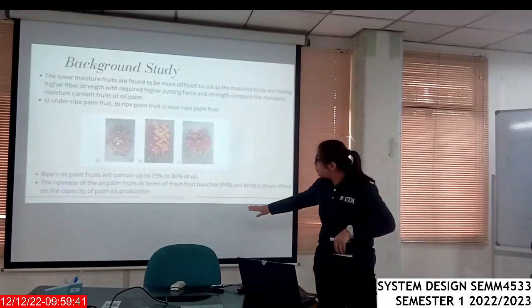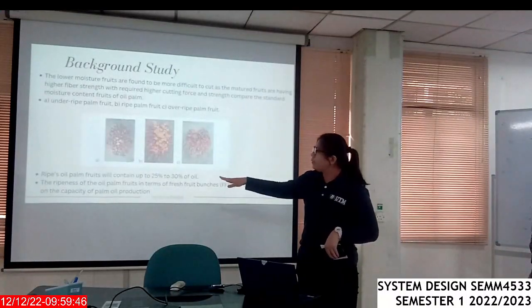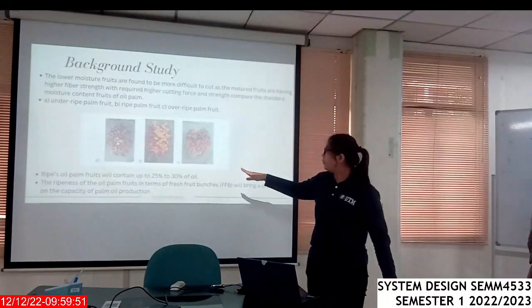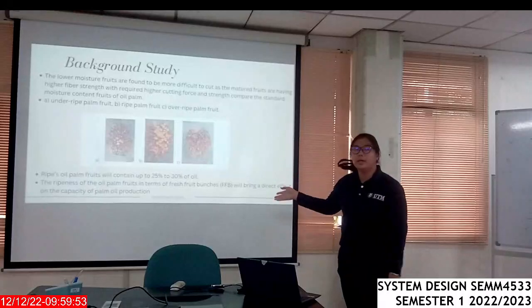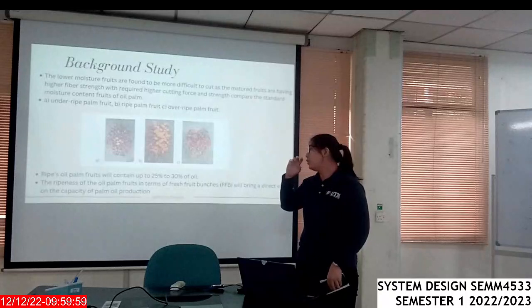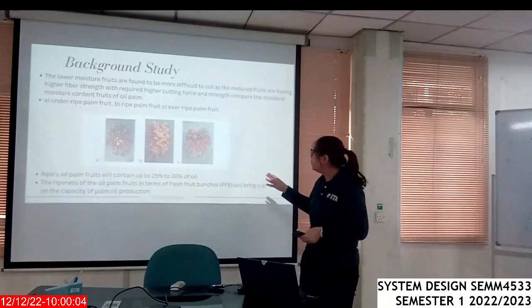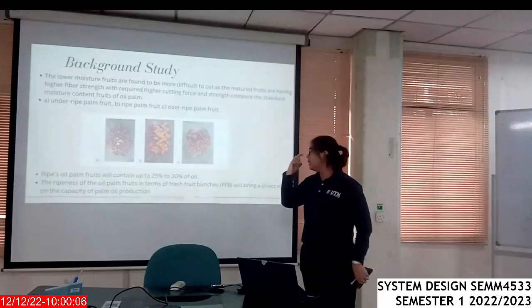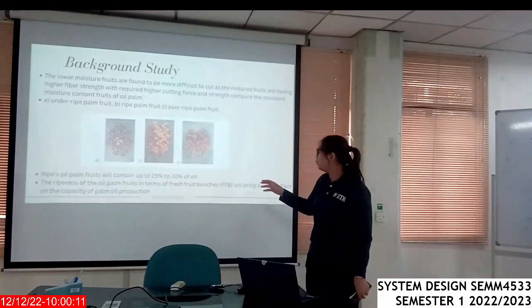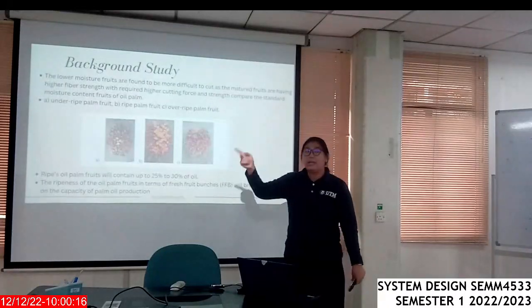So this picture shows the condition of the fruit. The first one is the under-ripe palm fruit. The second one, B, is a ripe palm fruit, and C is overripe. We can determine it by the color of the fruit. The first one we can see is more reddish. The second one is already ripe, and the moisture content should be between 20 to 30%, 25 to 30%. The color is more yellowish.